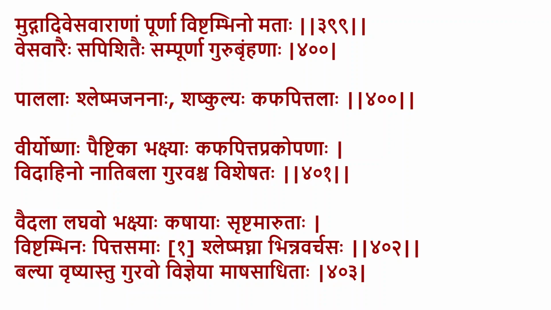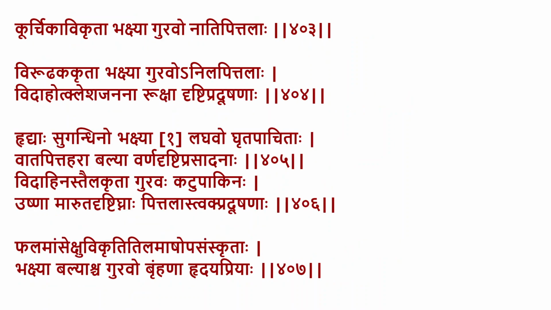Vaidalaha, if it is prepared with the dicotyledon seeds, would be kashayaha, sustamarutaha, vistambinaha, pittasamaha, shleshmagnaha, bhinavartasaha, balyaha, vrishyastu guravo, vijneyaha, mashasaditaha. Prepared with the masha, black gram, would be balya, vrishya.